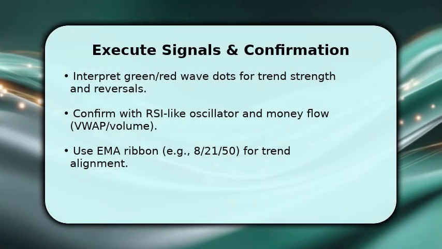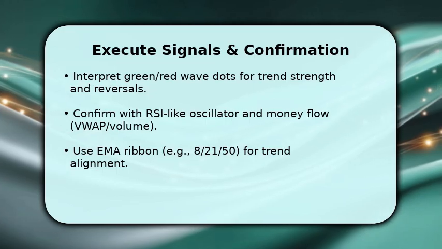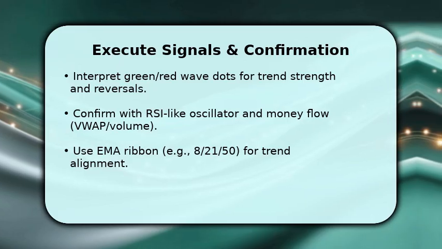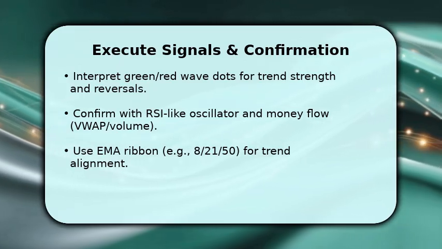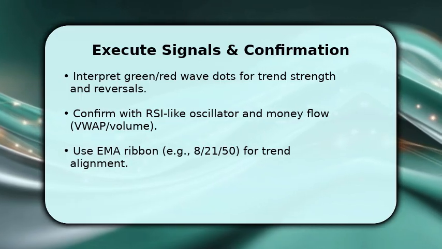You see a signal, now verify. When Market Cipher shows a green wave and a bullish oscillator cross, check that money flow and VWAP confirm buying pressure. If they do, the trade has confluence. Conversely, ignore isolated colored dots without volume confirmation.